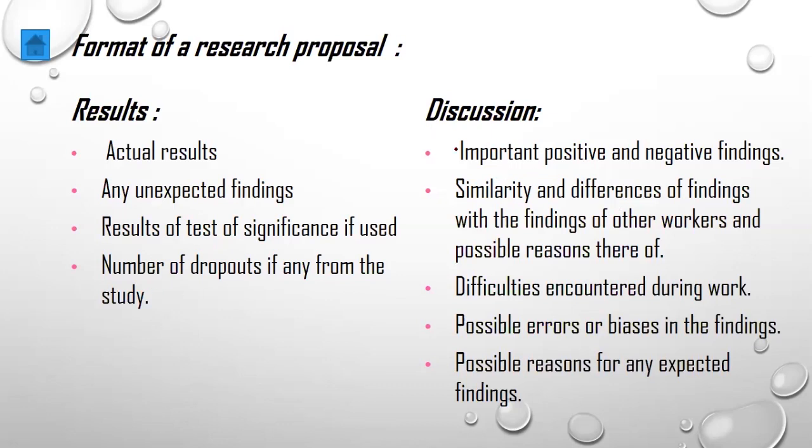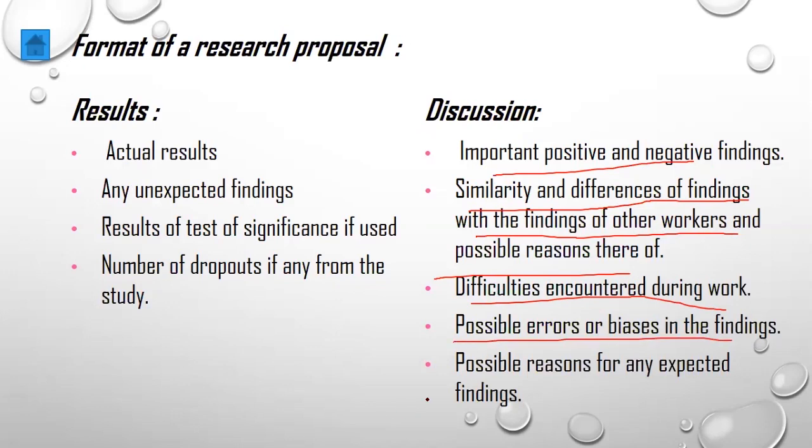In the discussion section, you have to provide important positive and negative findings, any similarities and differences of the findings with the findings of other works and possible reasons thereof, difficulties encountered during the work and possible errors or bias in the findings, and any possible reasons for unexpected findings. This should be addressed in the discussion section.